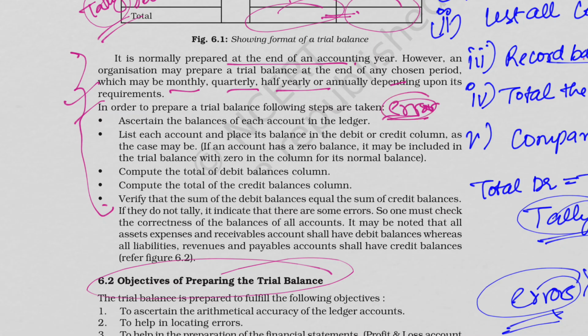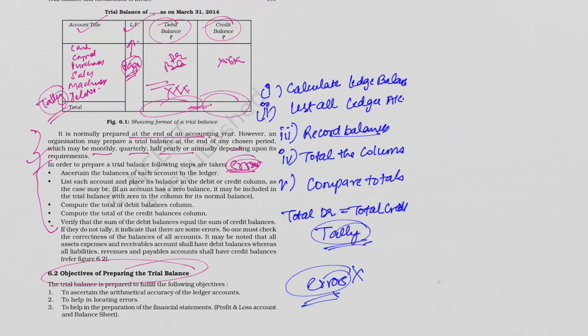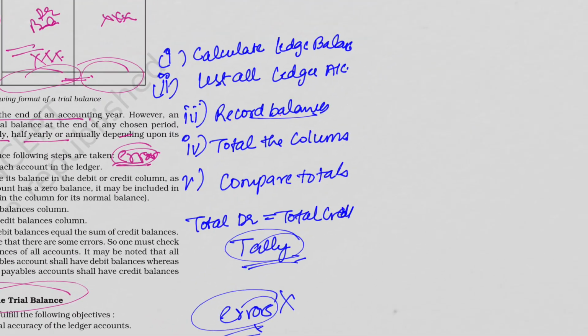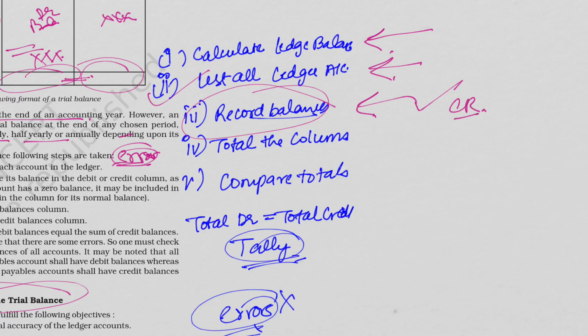Now let us see the steps in preparing a trial balance. First of all, we have to calculate all the ledger balances. After all the transactions are posted in the ledger, the balance of each account must be calculated. Secondly, we have to list all the ledger accounts. So next we have to write the names of all the accounts in the trial balance. Third, we have to record all the balances. If the account has a debit balance, write the amount in the debit column. If the account has a credit balance, then write the amount in the credit column.